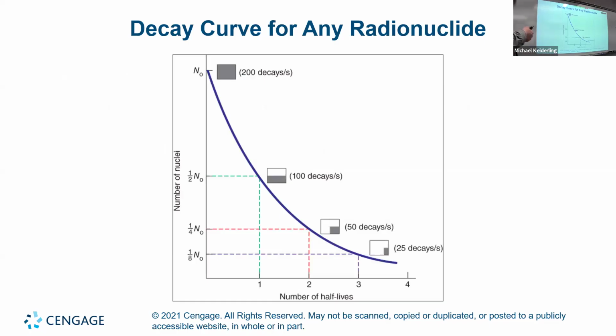So it's an exponential decay. This is the decay curve for any radionuclide. This is the starting value. This is the number of half-lives. After one, you're at half the original. Two, you're at a quarter. Three, you're at an eighth. After four, it'd be at a 16th.